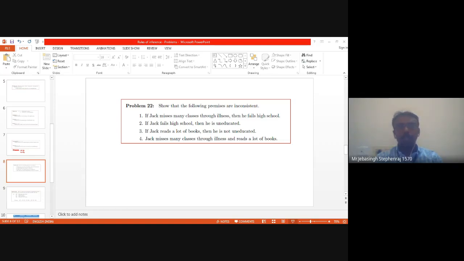So if Jack misses classes, then what happens? He fails school. The key thing is he fails, so let's use the letter F. So the first statement is written as: if MC, then F. What is the meaning of this? If Jack misses classes, then he fails school. Simply, you can do it like this. So this is the first statement.